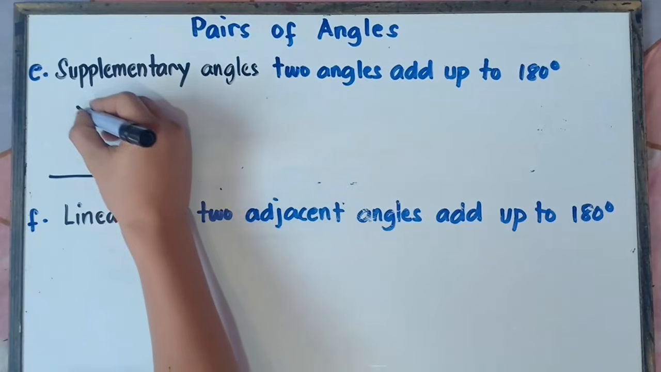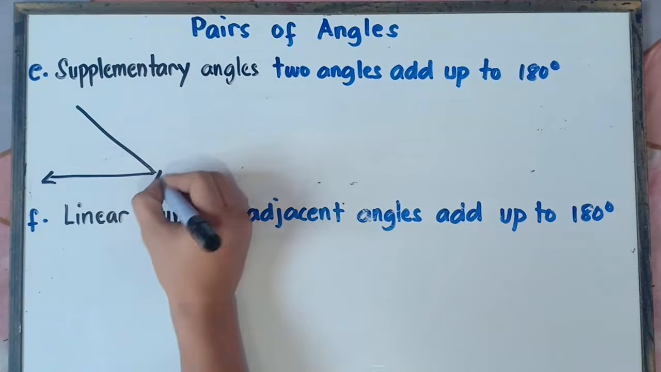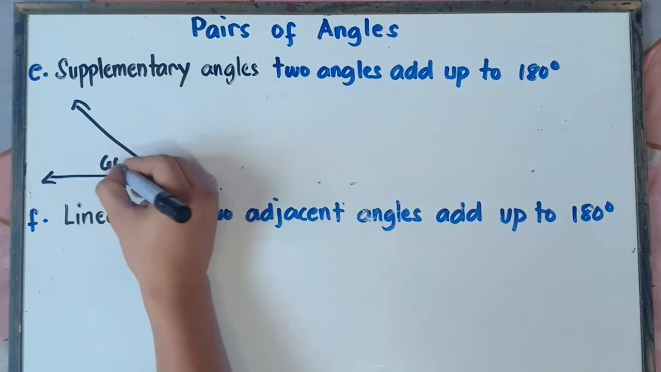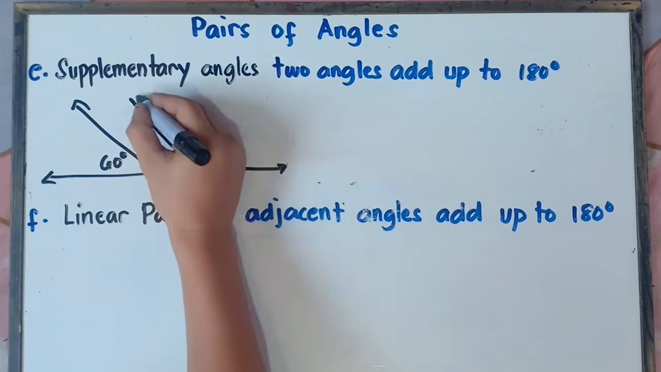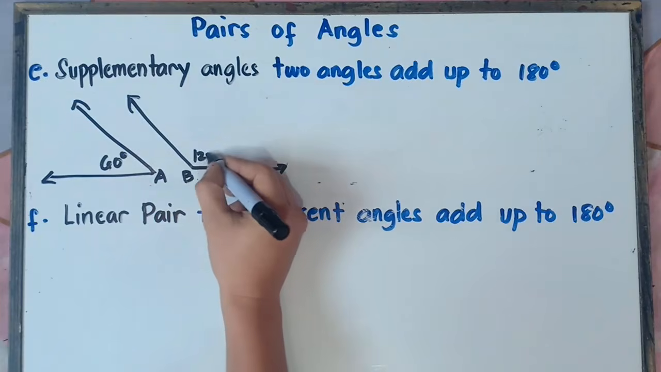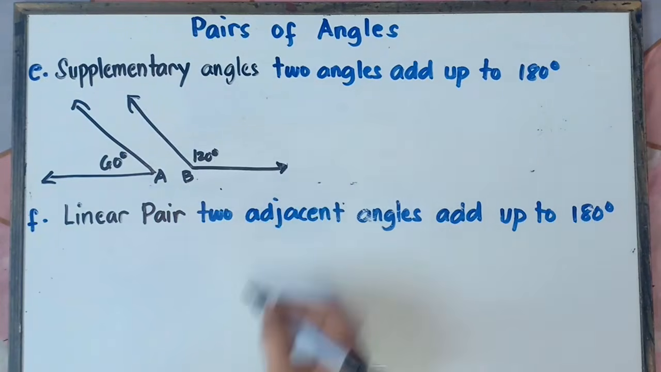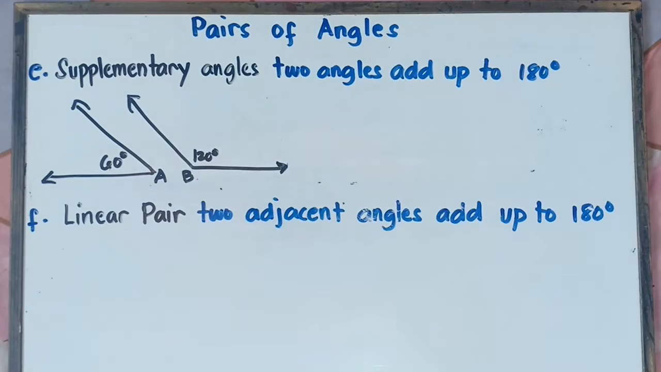Let's have an example. If this is angle A, and angle A is 60 degrees, and then we draw another angle, angle B, and angle B is 120 degrees. Now, can we call these two angles supplementary angles?